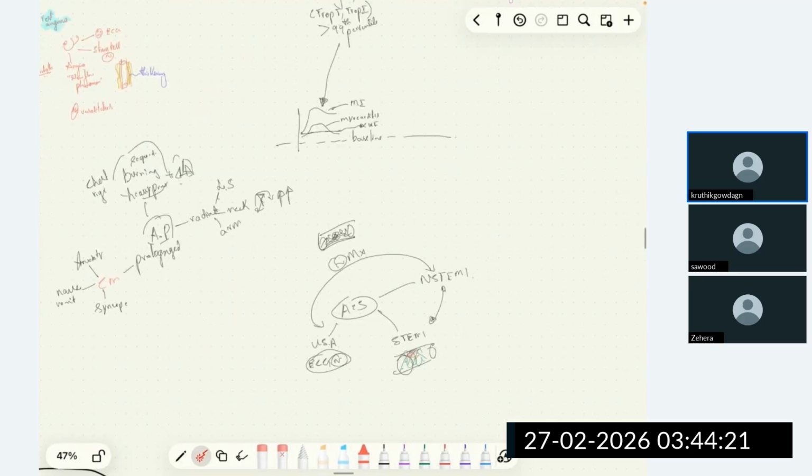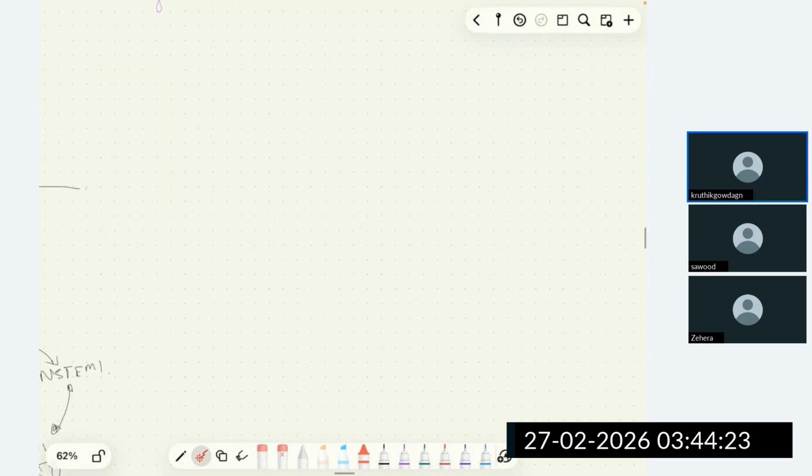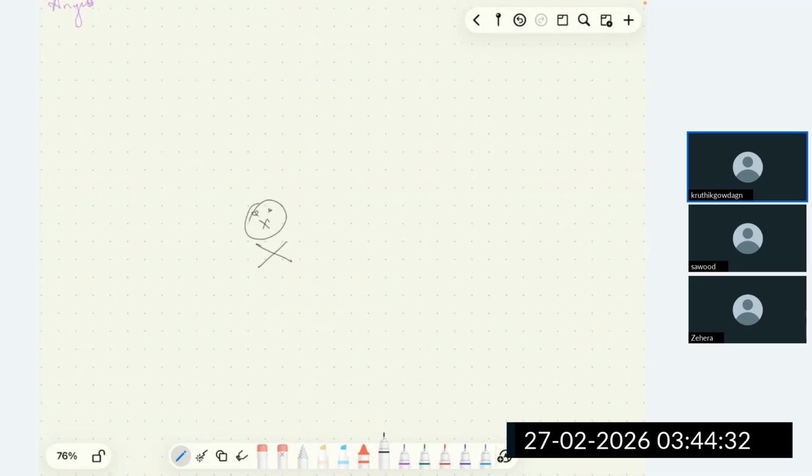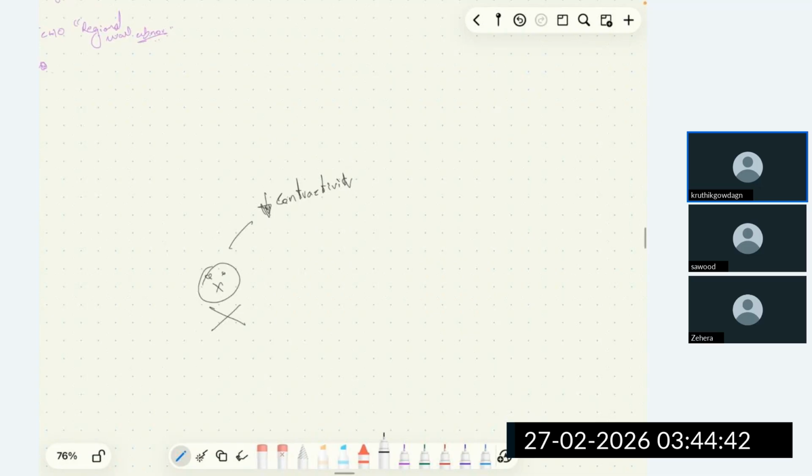Now, what are the complications associated with acute coronary syndrome? The complications may be due to reduced cardiac contractility due to death of cardiac myocytes due to ischemia. It leads on to stasis of blood inside the ventricle due to reduced contractility. And we know blood stasis will lead on to development of thrombus.